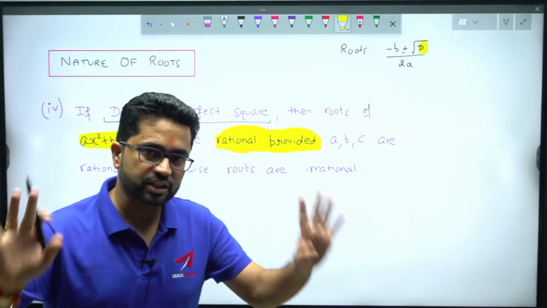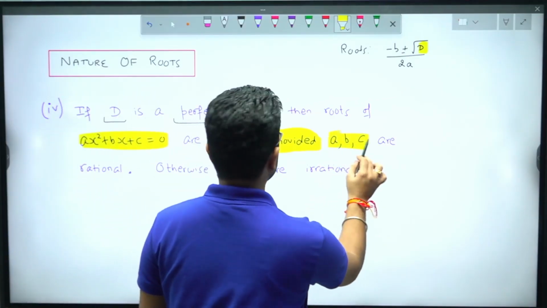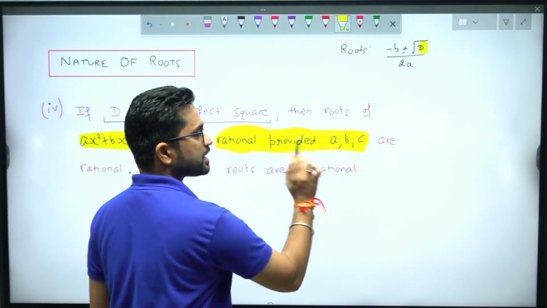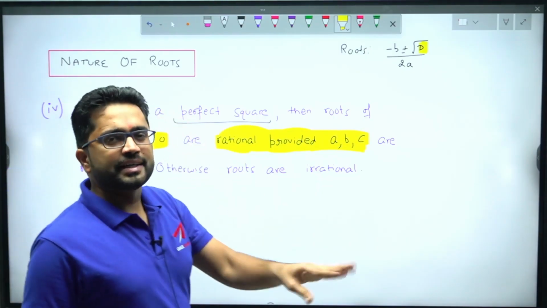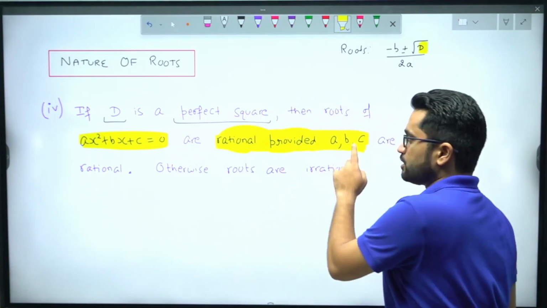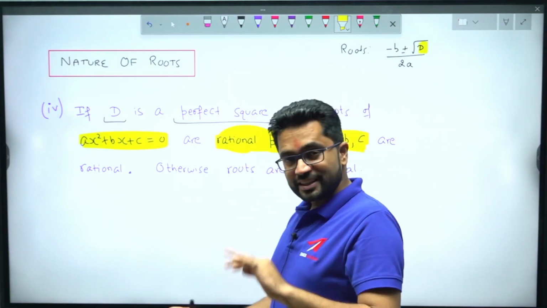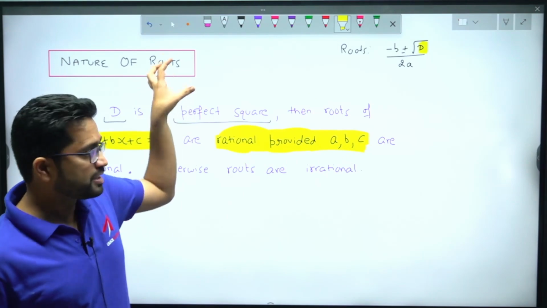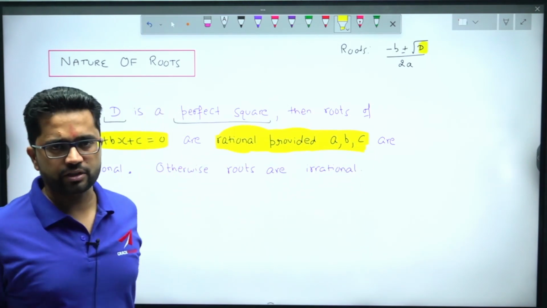Roots are rational, provided the coefficients are rational. Otherwise, the roots would be irrational. Now, what do you mean by otherwise? Otherwise means if the coefficients are not rational. This is the condition. If D is not a perfect square, or if the coefficients are not rational, then the roots may be irrational.